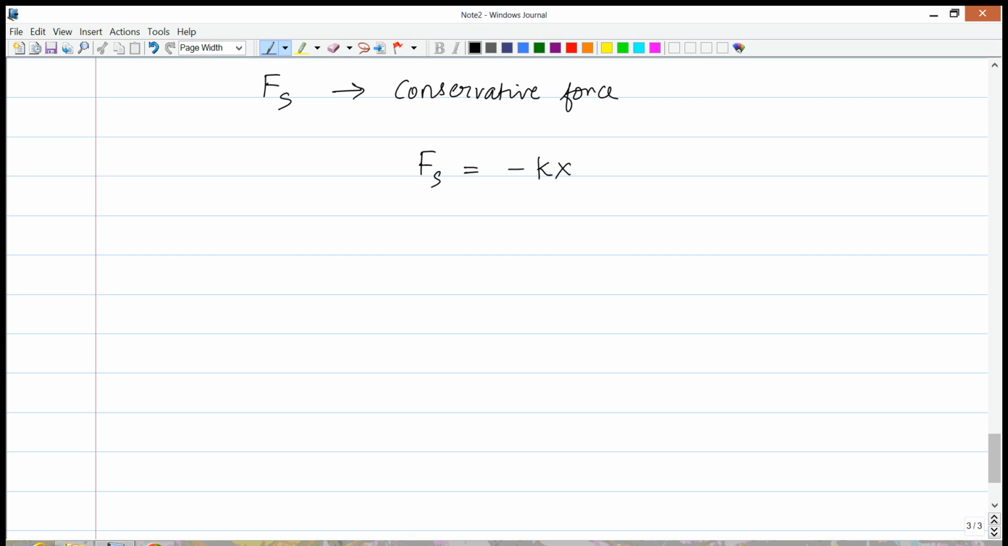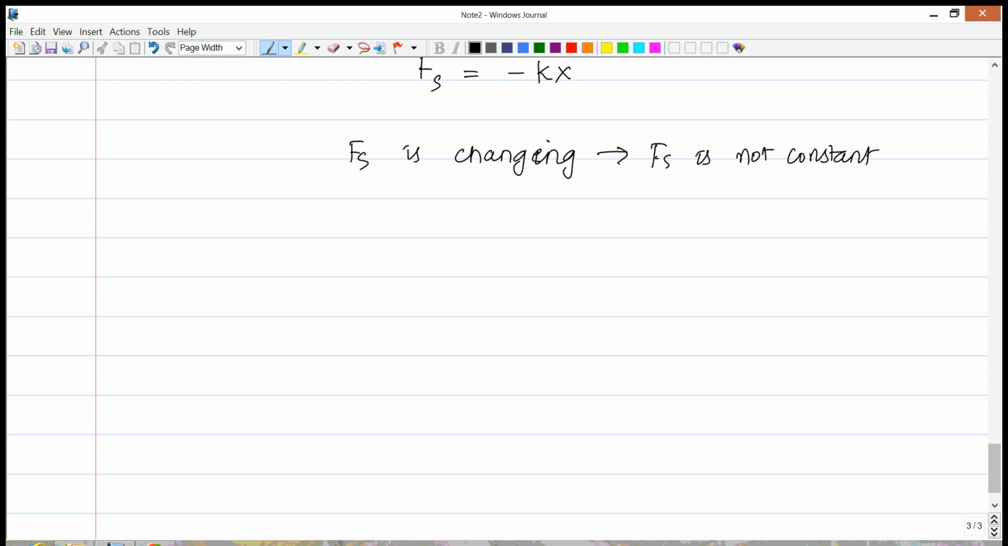Now, clearly here, the force is changing. Fs is varying, and it changes depending on the change in x. So clearly this force is not constant. So Fs is not constant. Now this poses a slightly difficult situation for us.